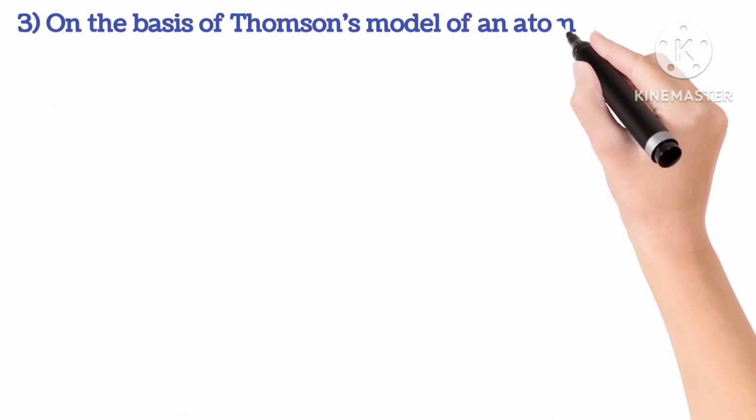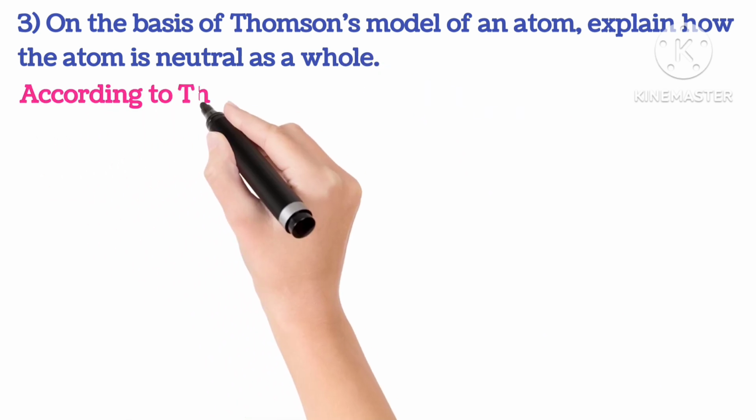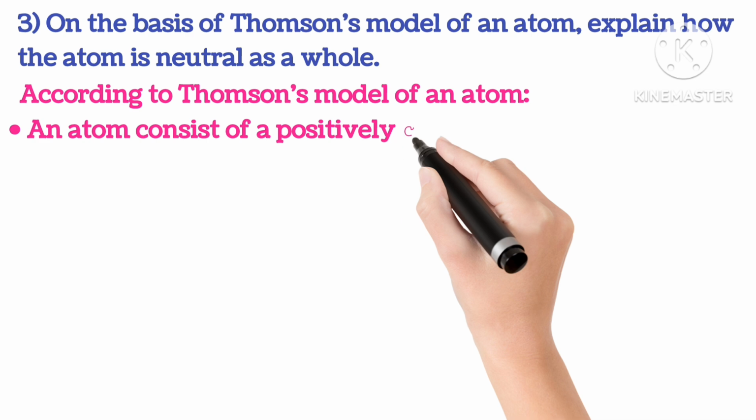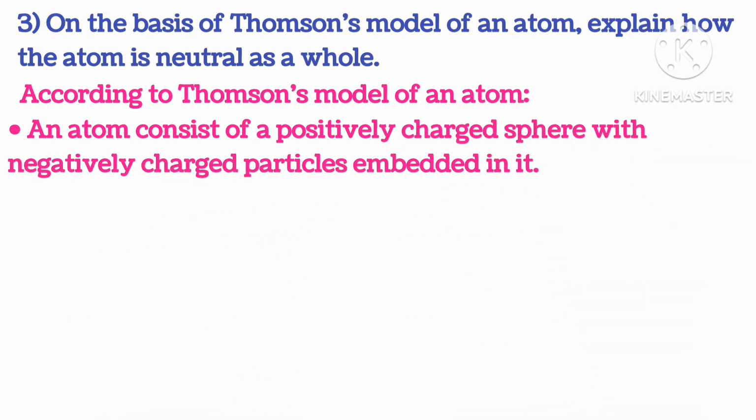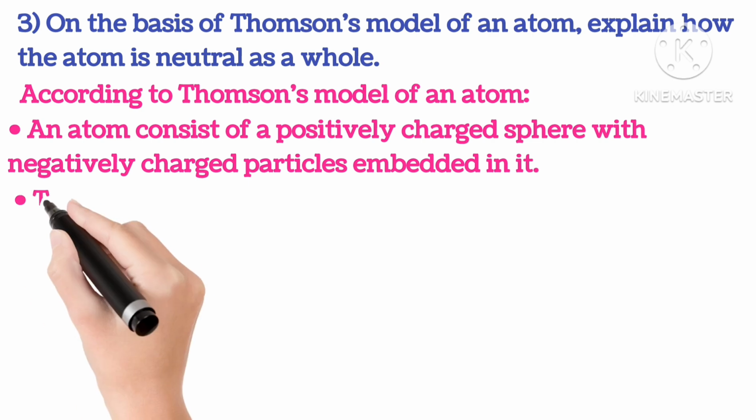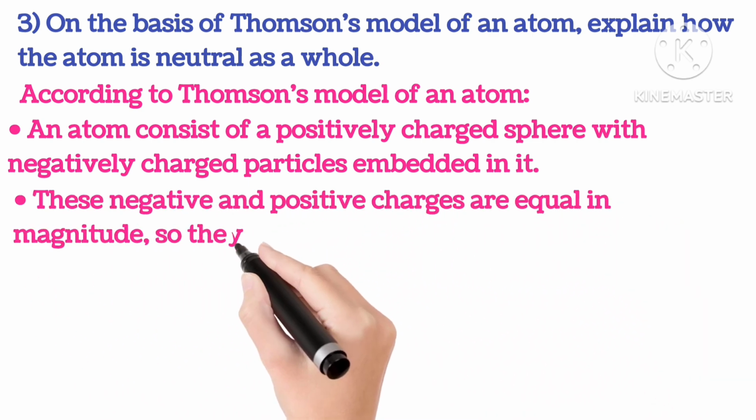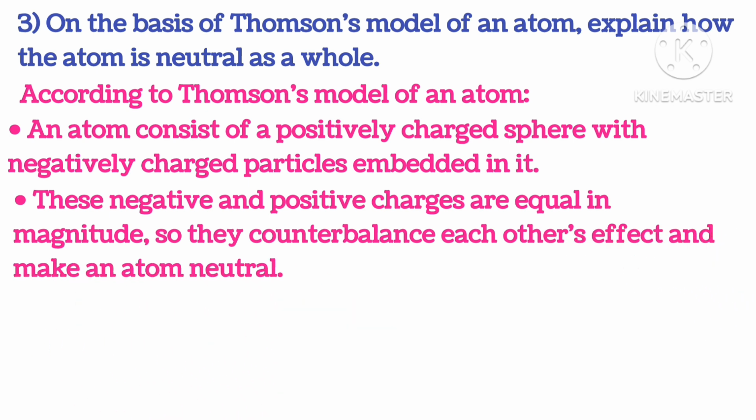On the basis of Thomson's model of an atom, explain how the atom is neutral as a whole. According to Thomson's model, an atom consists of a positively charged sphere with negatively charged particles embedded in it. These negative and positive charges are equal in magnitude, so they counterbalance each other's effect and make an atom neutral.